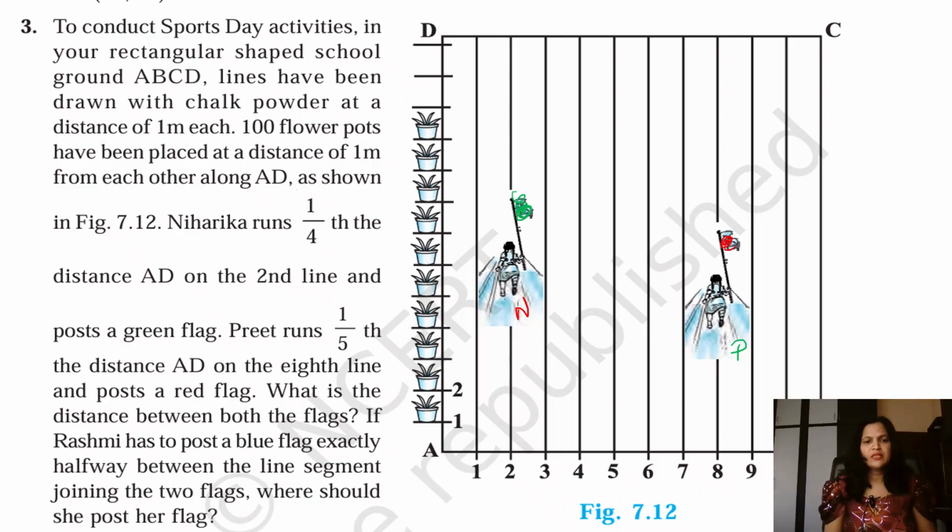Okay. Distance AD on the 8th line. On which line she is? 8th line. And post the red flag. What is the distance between both the flags? If Rashmi has to post a blue flag exactly halfway between the line segment joining the two flags, where should she post her flag?